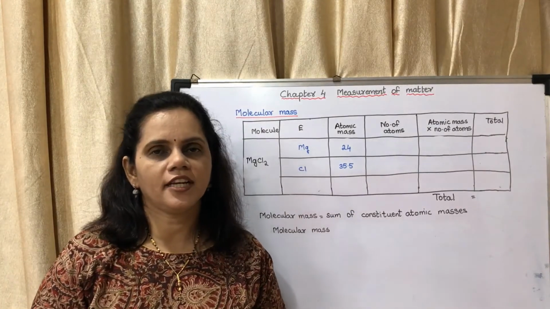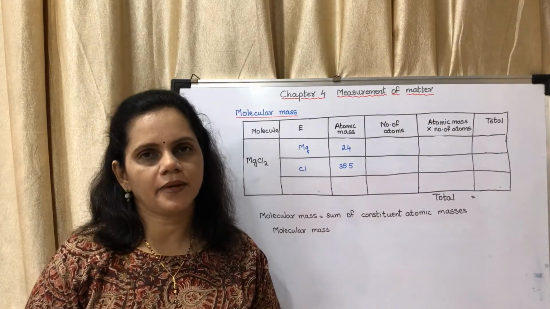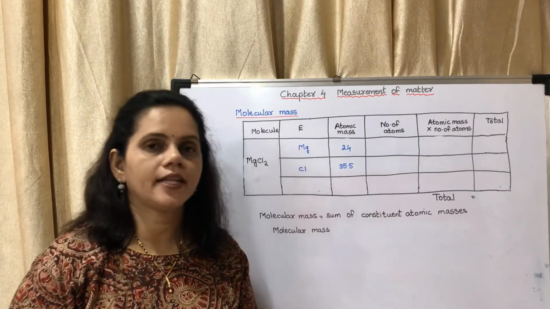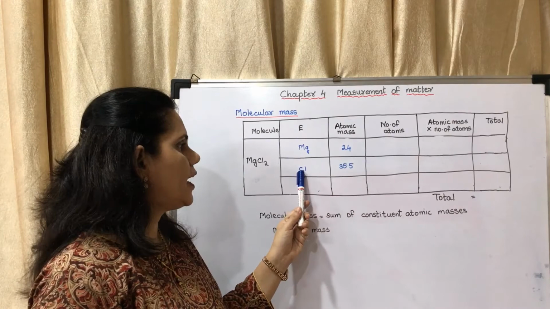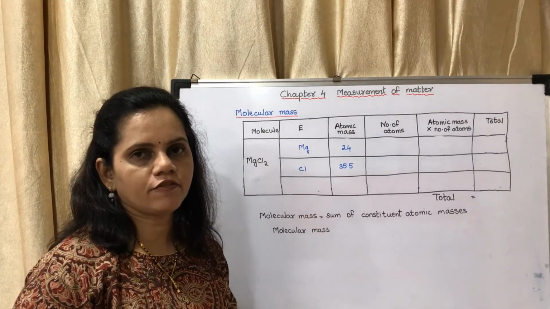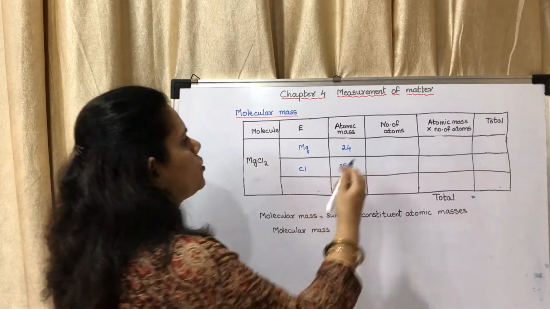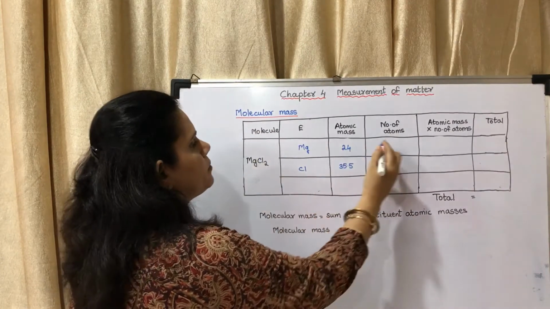Now the next is the molecular mass of MgCl2, that is magnesium chloride. They have given the atomic masses. Atomic mass of magnesium is 24. Atomic mass of chlorine is 35.5. Okay, so the number of atoms, how many atoms of magnesium?